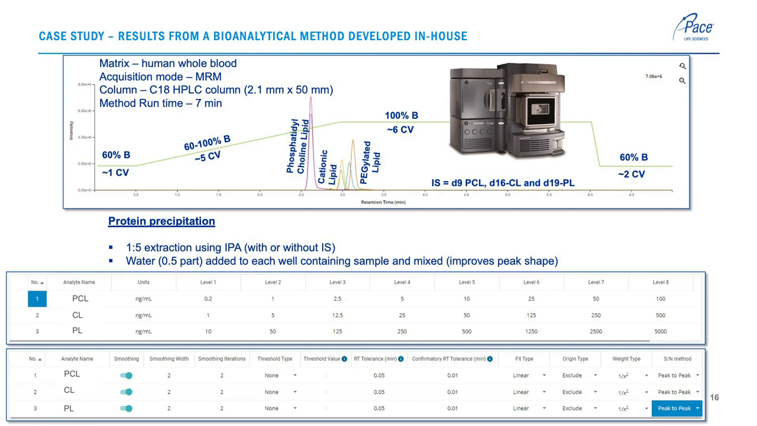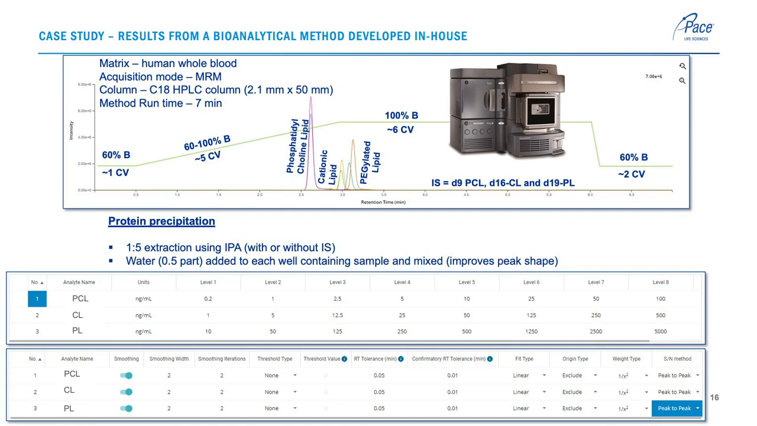The deuterated internal standards for each lipid can also be seen in the chromatogram, with D19 pegylated lipid eluting slightly later than the native lipid. This is likely due to the slightly higher hydrophobicity exhibited by the deuterium labeling, and it's specifically seen when the deuterium atoms are 5 or more.